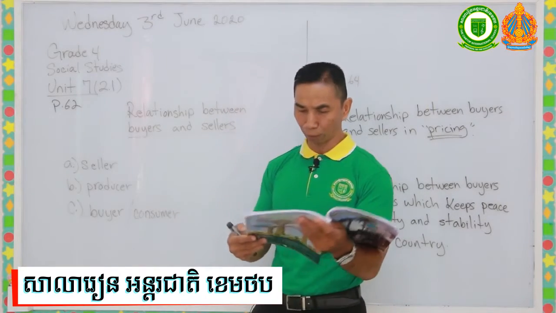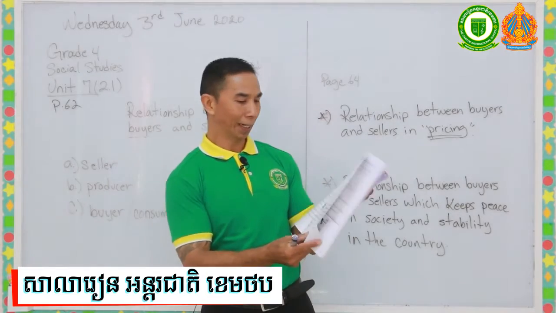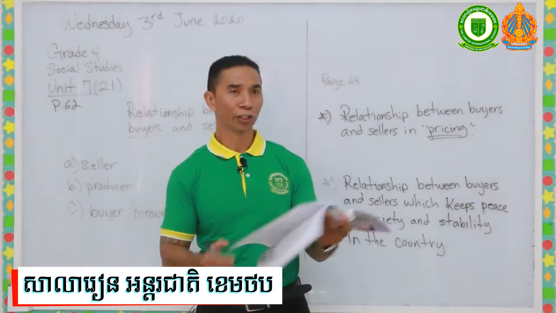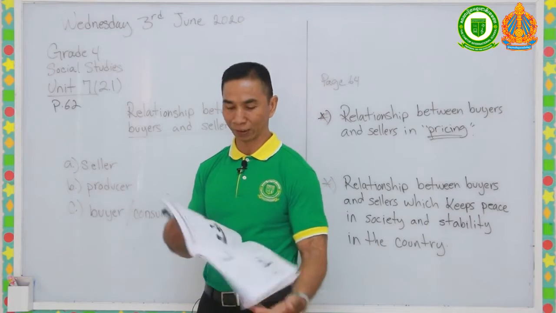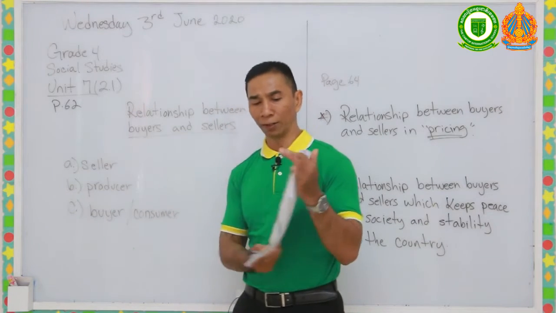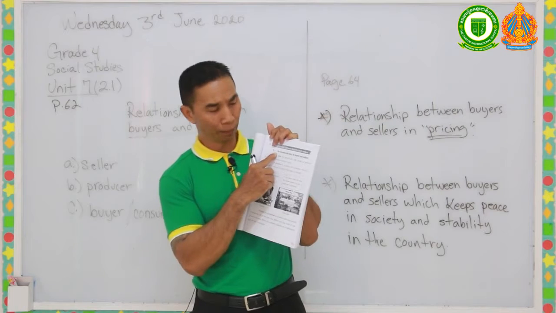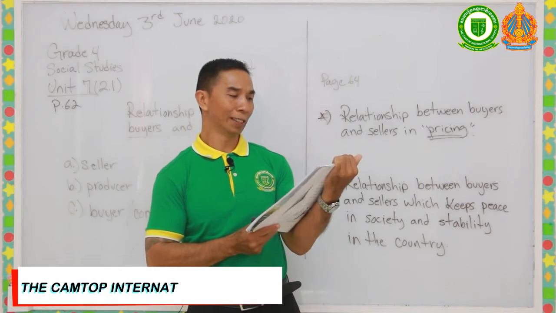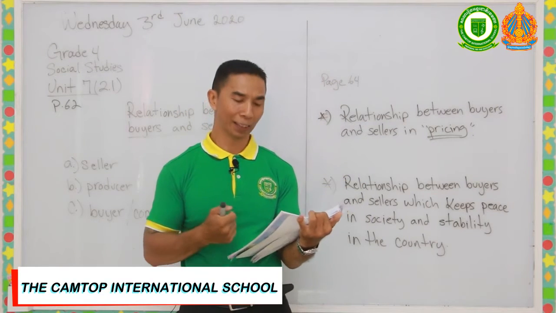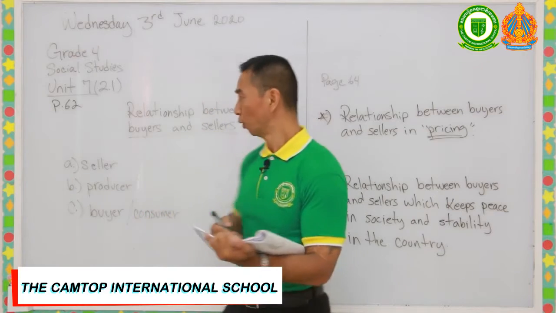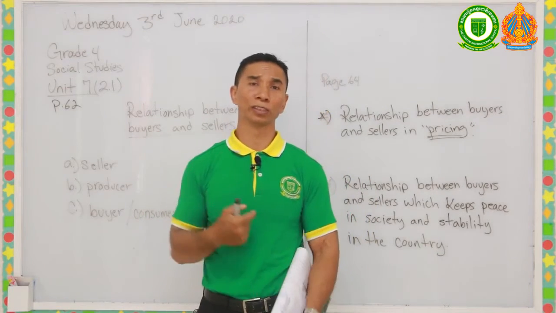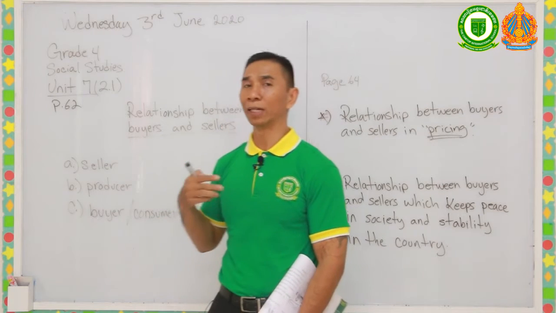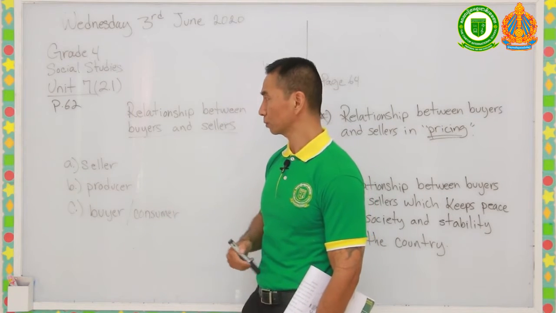Through your readings on pages 63 and 64, you will come across some words that you will need to know to understand this text. In the first sentence of the paragraph, it says, the meaning and roles of buyers and sellers. So for a buyer and a seller, we all have roles in the community and a meaning for each role.